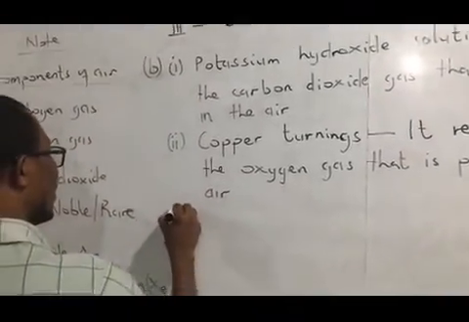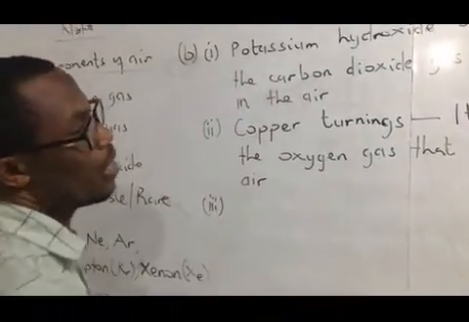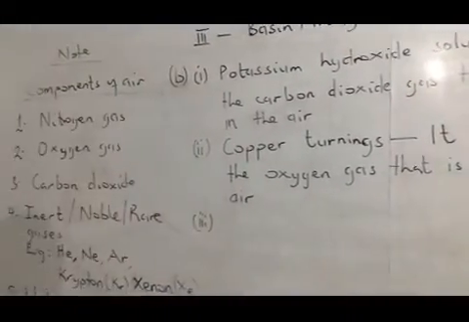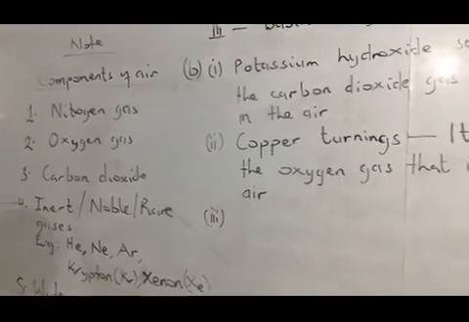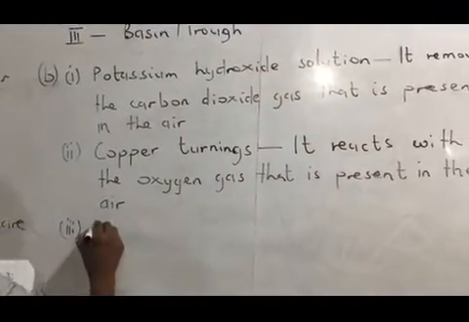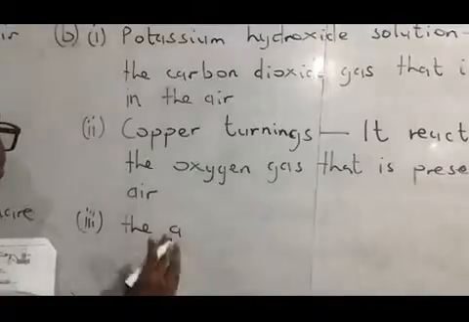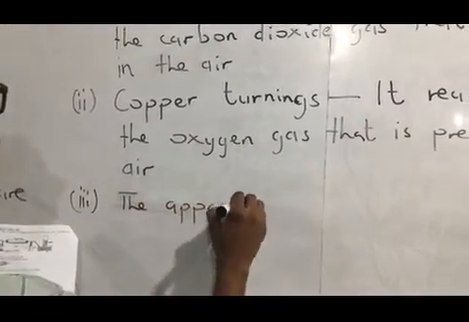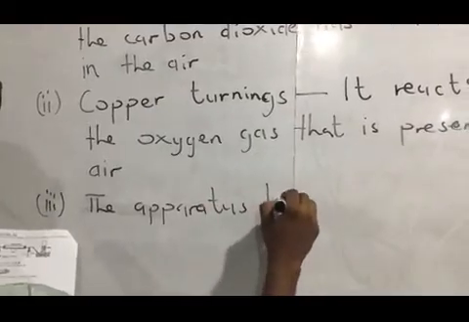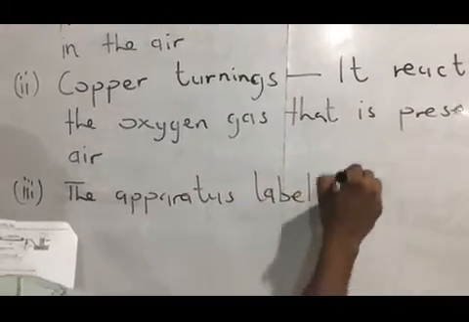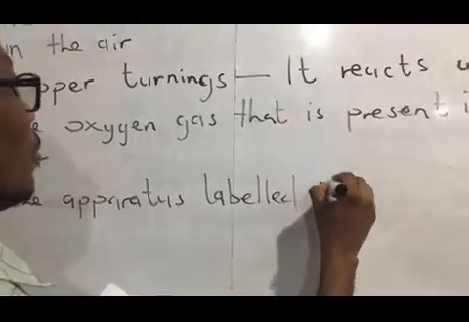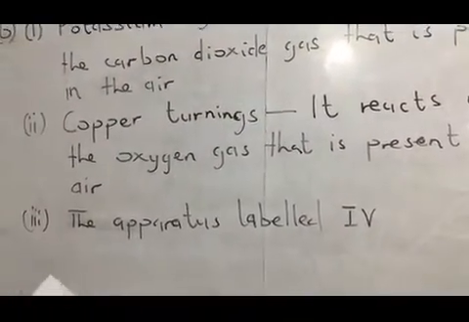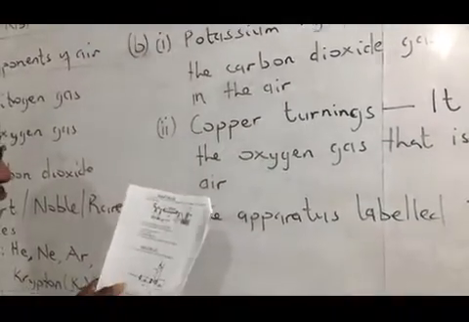Okay, so that is the function of the copper turnings. That one removes the oxygen gas that is present in the air. And the last one is the apparatus labeled IV. As part of question A, we are not asked to label the apparatus IV.